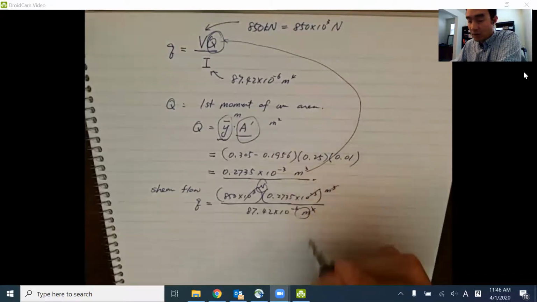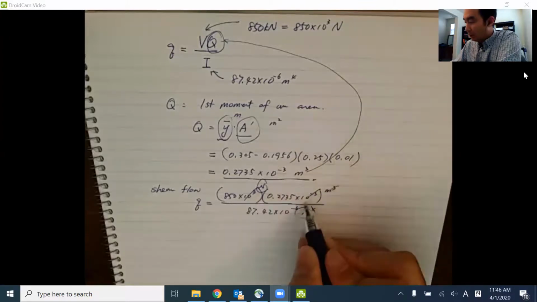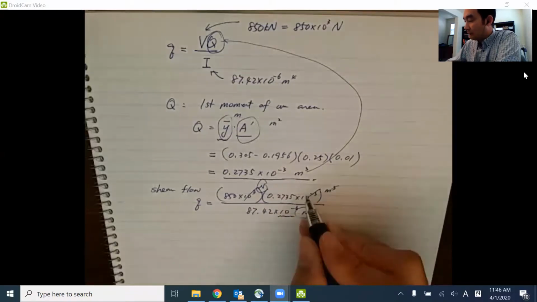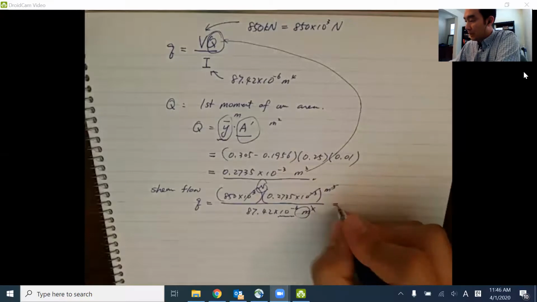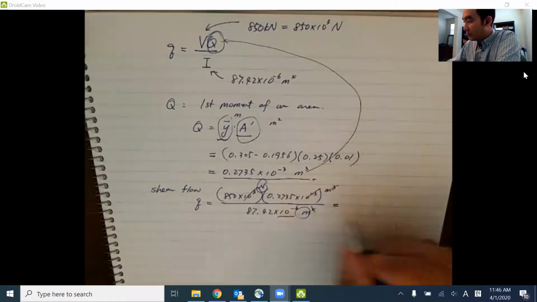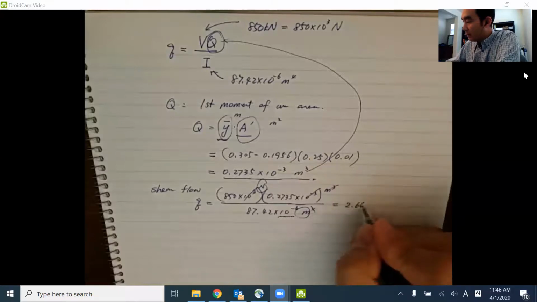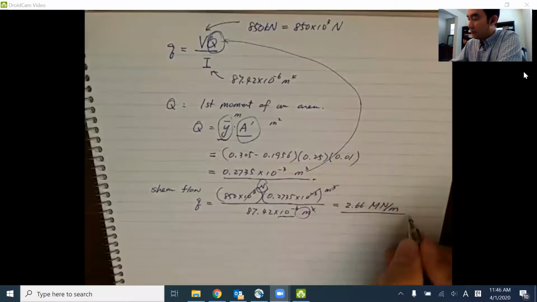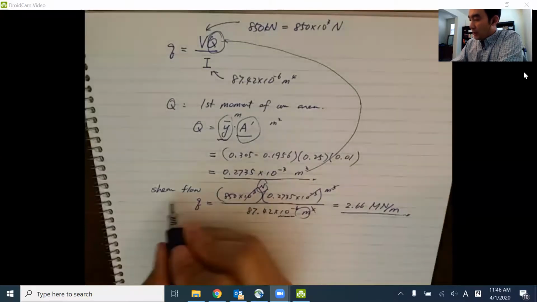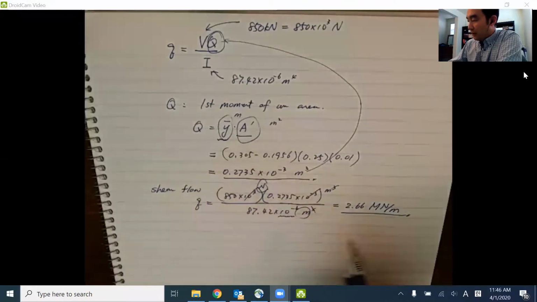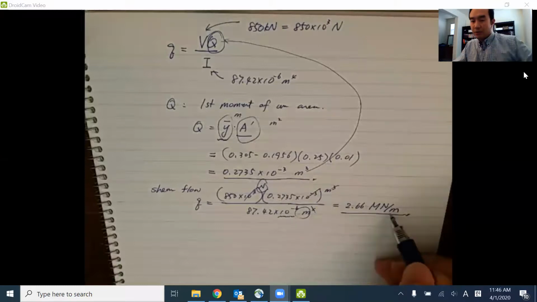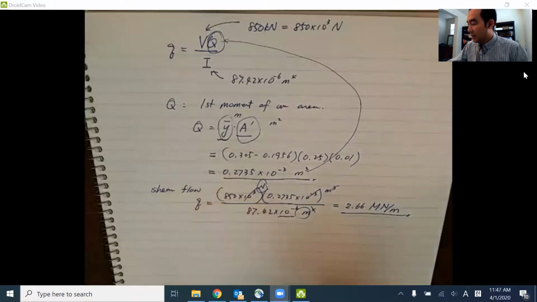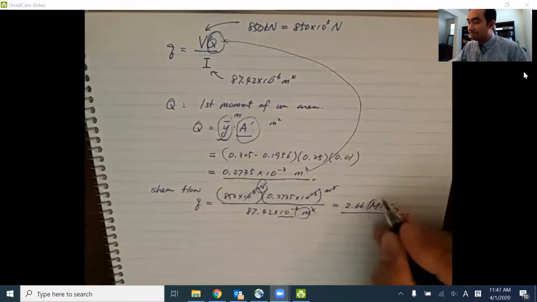And then the 10 to 3 and 10 to negative 3 are canceled out, and we have 10 to negative 6 in the denominator. So it's going to be 10 to 6, which is mega. When I simplify this calculation, I got 2.66 mega Newton per meter. So again, the shear flow unit will be force unit divided by the length unit, remember the definition of shear flow. Shear flow is a shear force per unit length. And this mega is coming from 10 to 6.